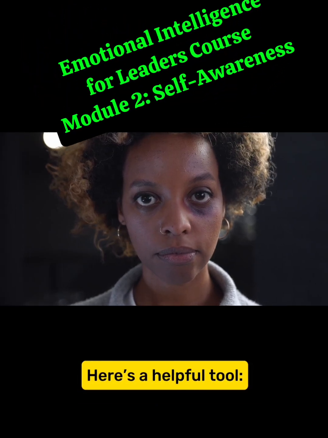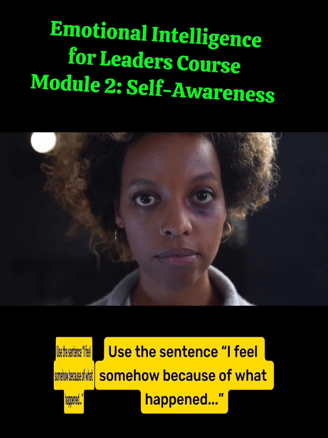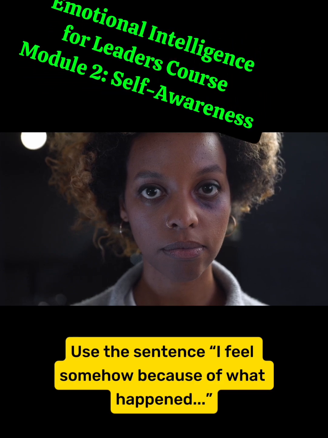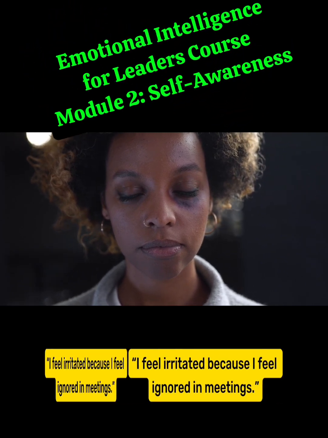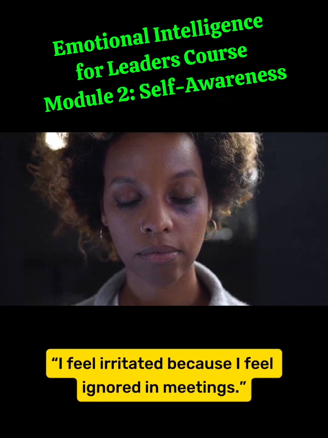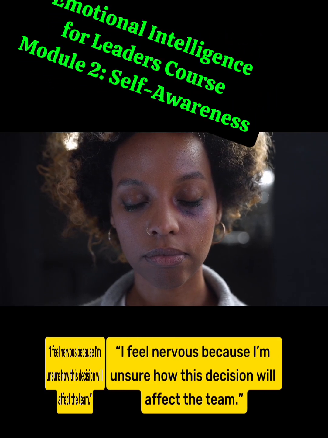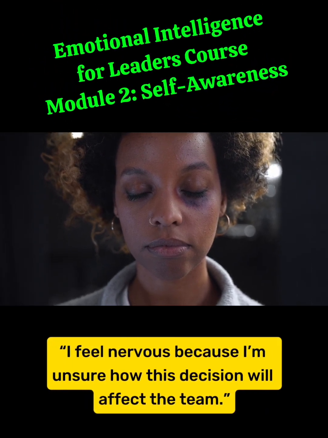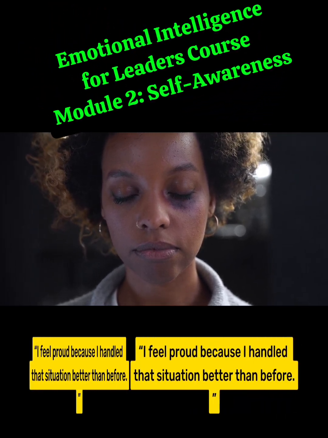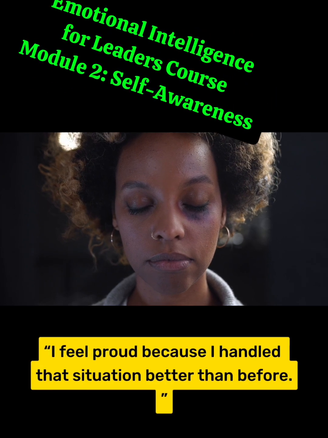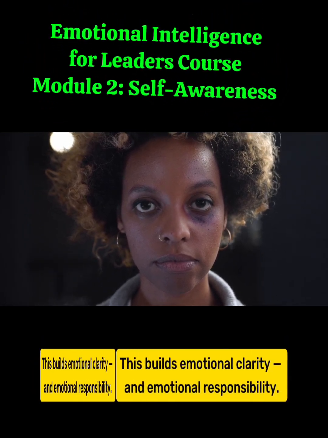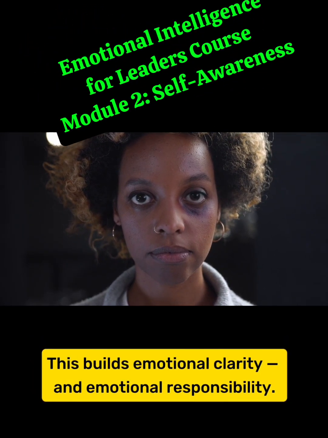Here's a helpful tool. Use the sentence, I feel (somehow) because of what happened. Example, I feel irritated because I feel ignored in meetings. I feel nervous because I'm unsure how this decision will affect the team. I feel proud because I handled that situation better than before. This builds emotional clarity and emotional responsibility.